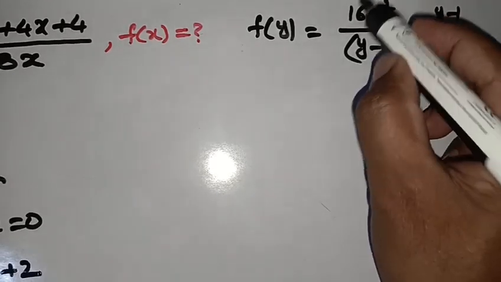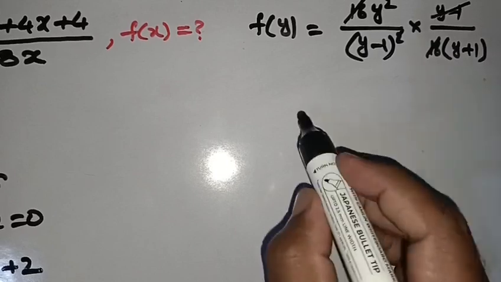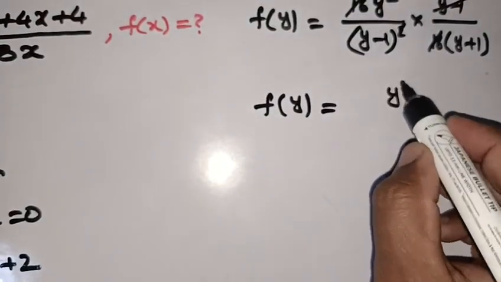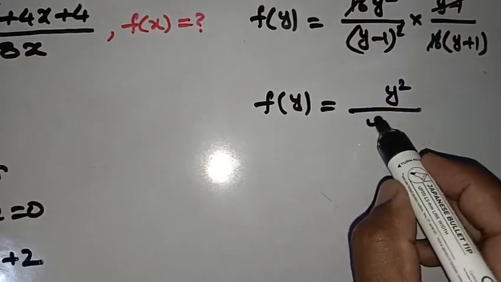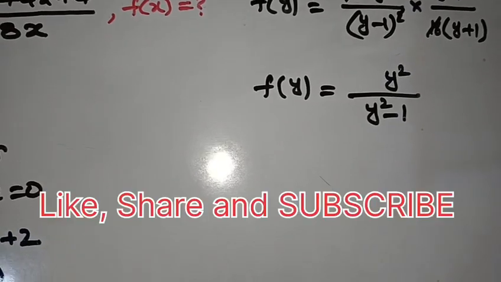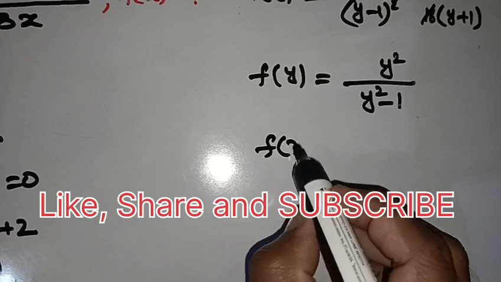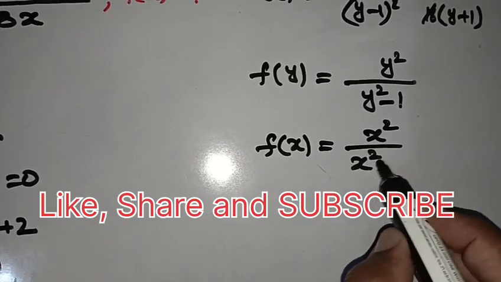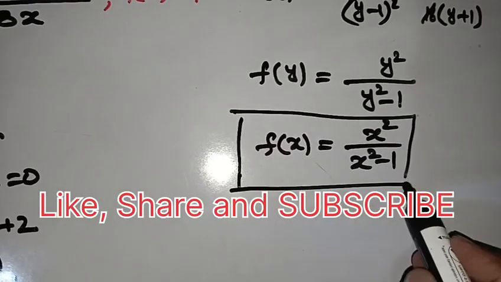So cancel this 16, 16, and this (y-1) with (y-1). So finally we have f of y is equal to y² divided by (y-1) times (y+1). So this (y-1) times (y+1) is y² minus 1. So when f of y is y²/(y²-1), then f of x is x²/(x²-1). So this is the required function.